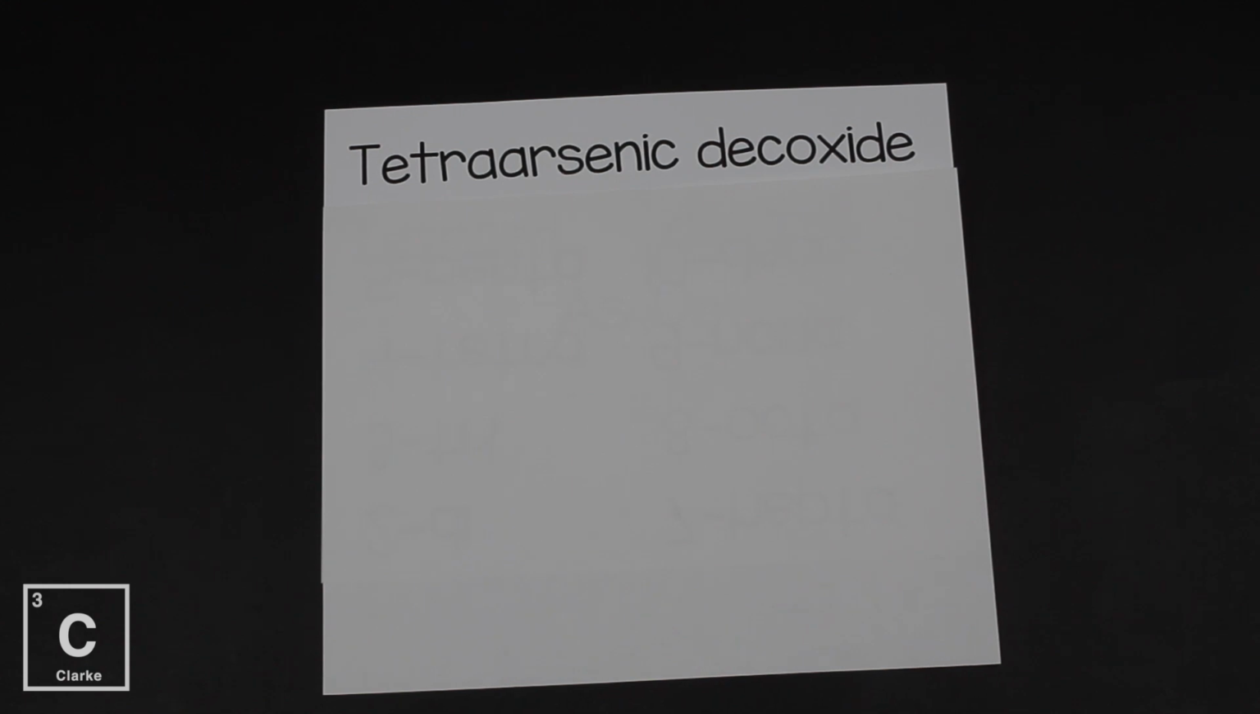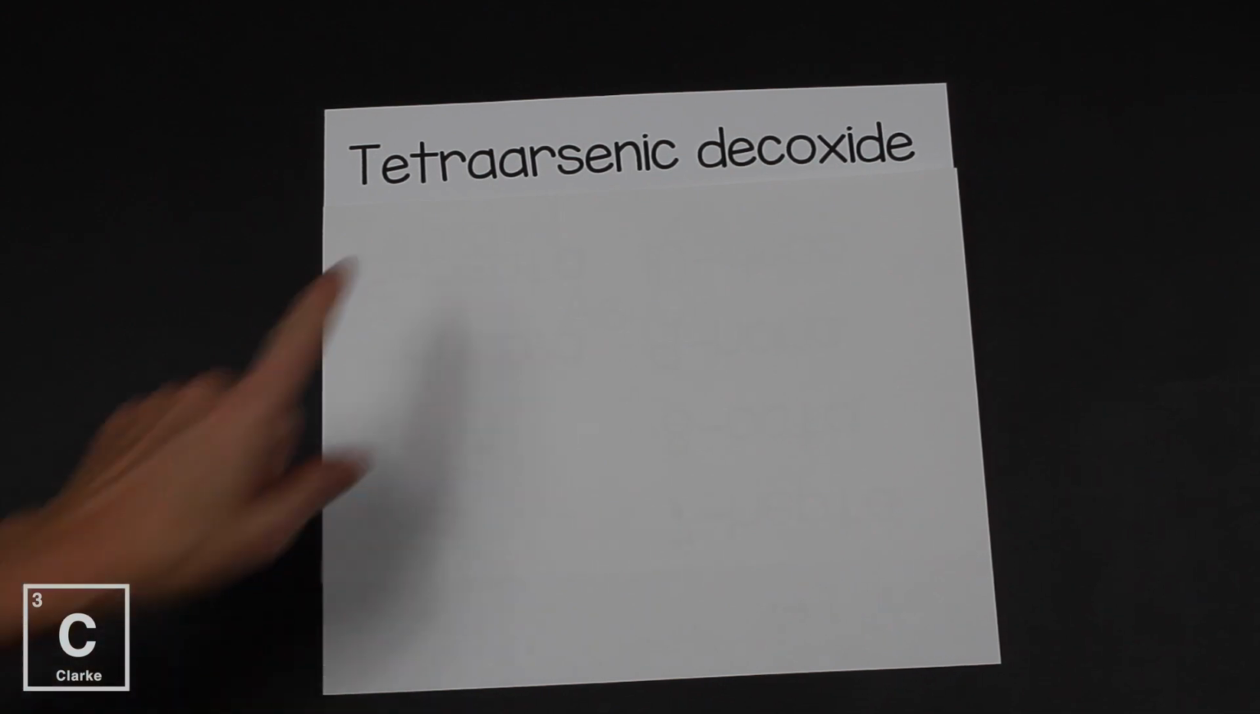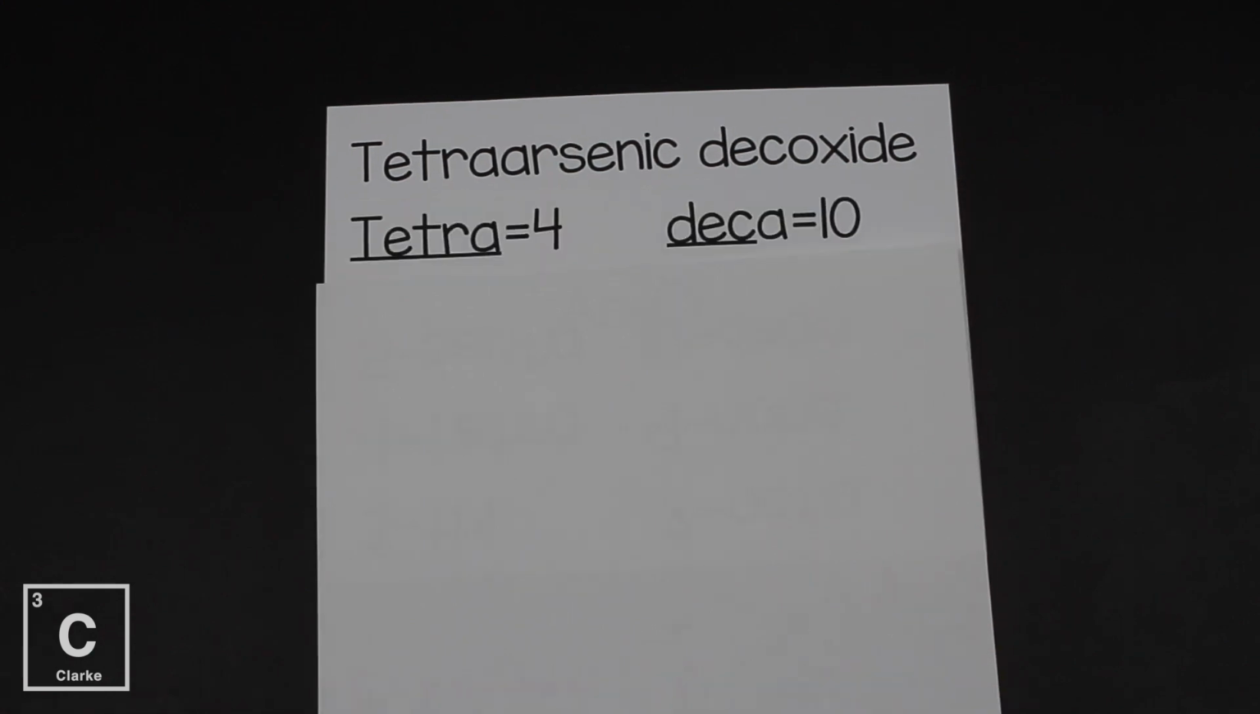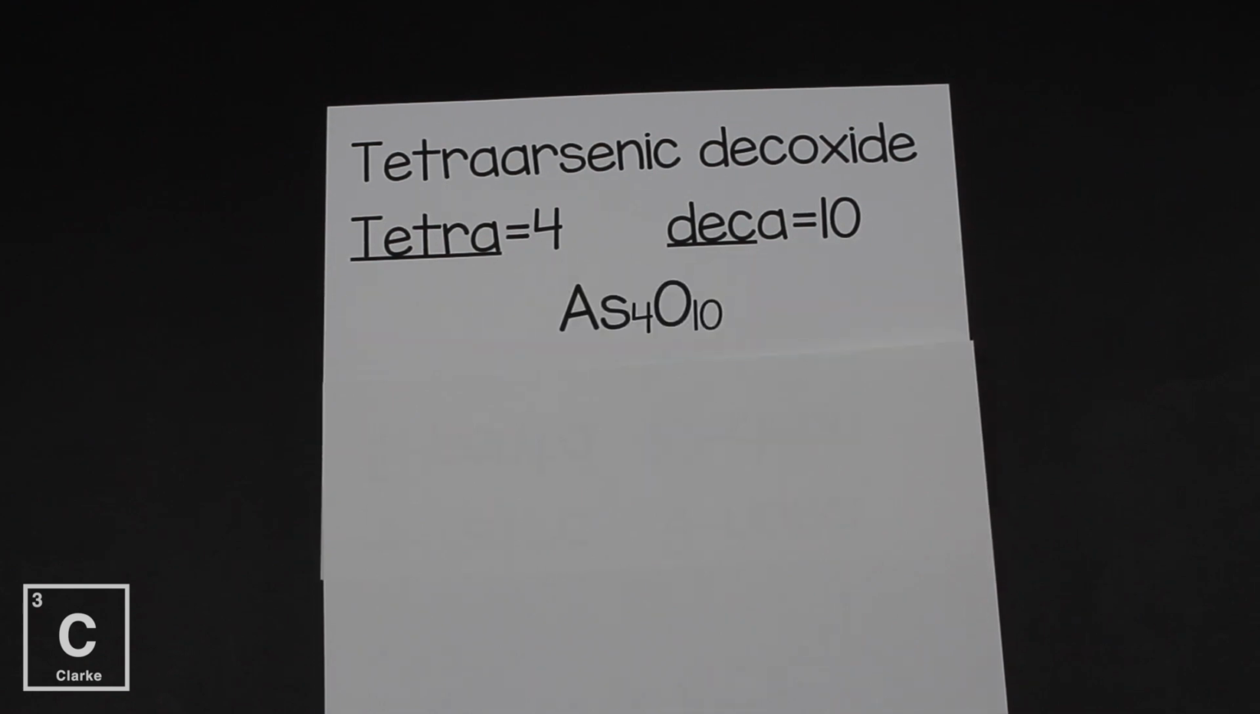Let's look at one last example. Tetraarsenic decoxide. Now here we do have 2 vowels right beside each other. Tetraarsenic, because if we tried to say tetraarsenic, that would just feel really weird. There's really not a good steadfast rule for putting these prefixes on. I always say what sounds the best is probably the right answer. So tetra is 4, deca is 10. So we have As4, 4 arsenic, and 10 oxygen, decoxide.